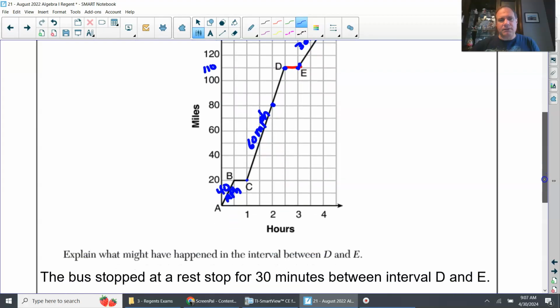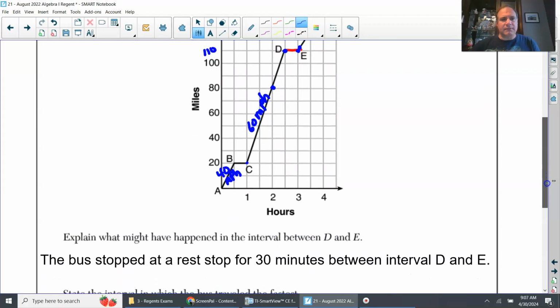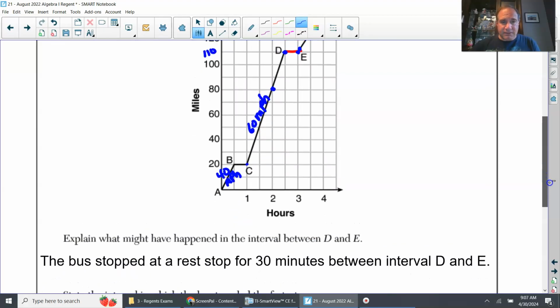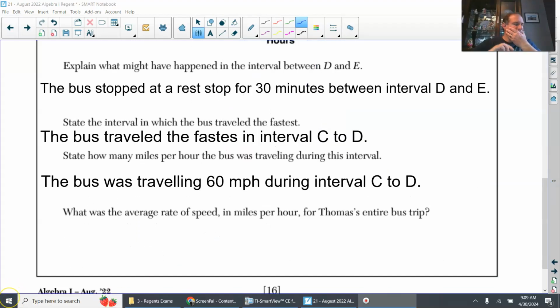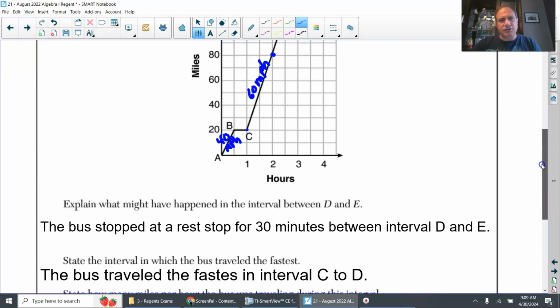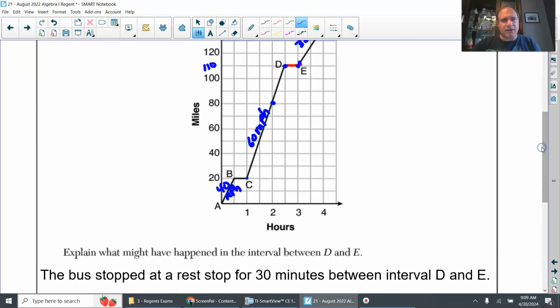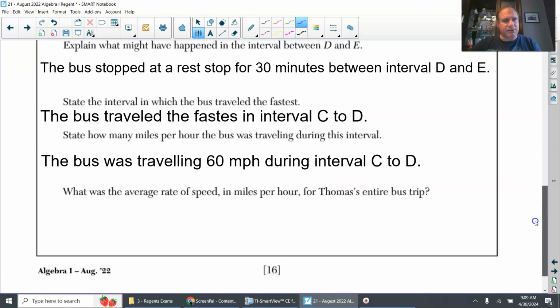So the interval that they're traveling the fastest is C to D. So I put down the answers for the next two. State the interval the bus was traveling the fastest: C to D, and the bus was traveling 60 miles an hour. And I told you what I did there to figure out exactly how fast the bus was traveling.